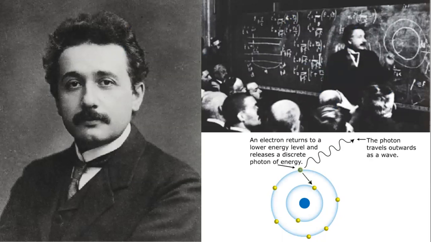In 1905, the physicist Albert Einstein developed a new theory about electromagnetic radiation. The theory is often called the wave-particle theory. It explains how electromagnetic radiation can behave as both a wave and a particle. Einstein argued that when an electron returns to a lower energy level, it gives off electromagnetic energy. The energy is released as a discrete packet of energy. We now call such a packet of energy a photon. According to Einstein, a photon resembles a particle, but moves like a wave.